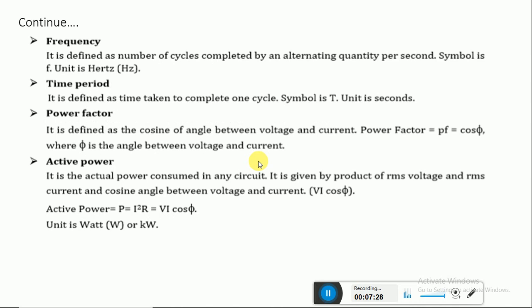Now the next important term is frequency. As we all know that in India our frequency is 50 Hz. So frequency is the number of cycles taken by the signal in 1 second, means to complete the cycle. Suppose we have the 50 Hz frequency.